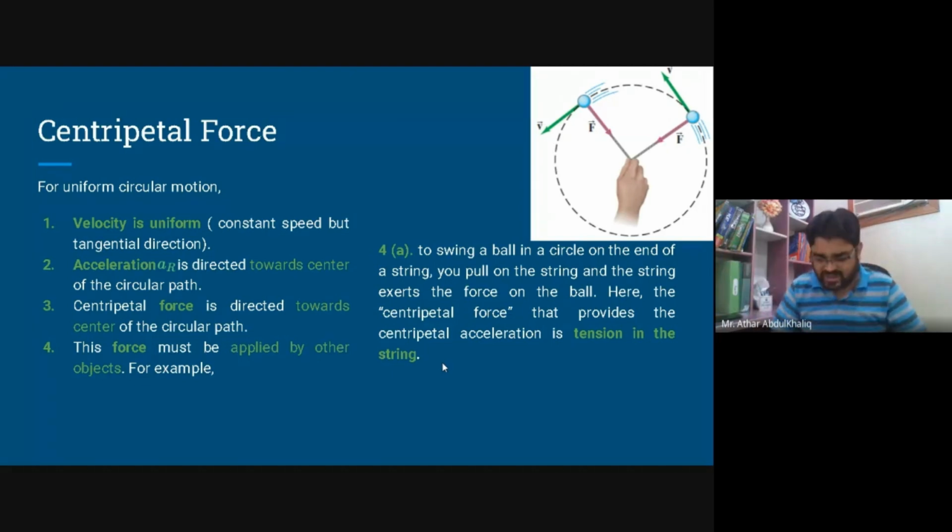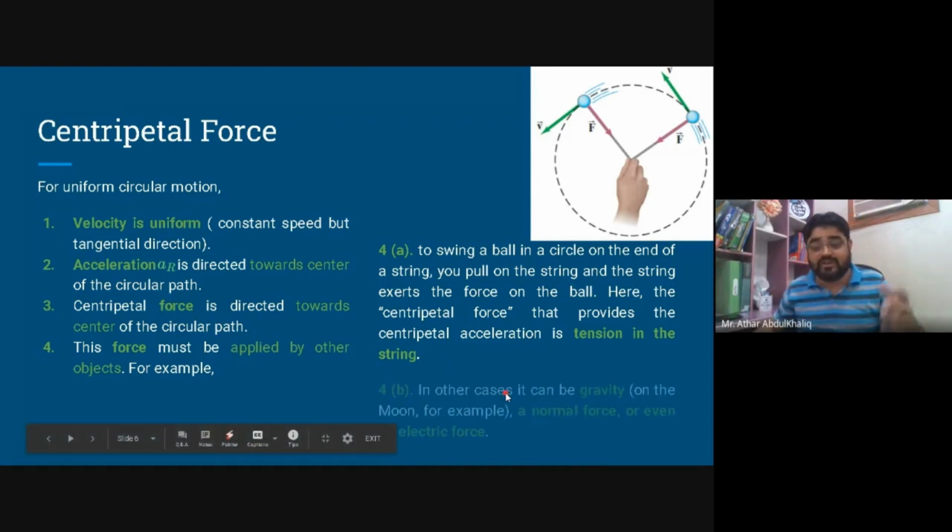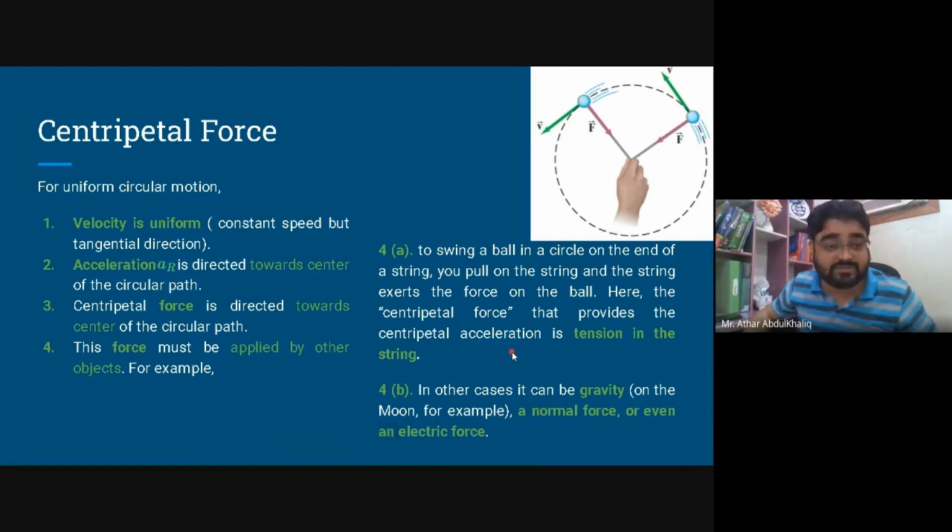Now the question comes: it means centripetal force is there for any object which is circulating. If the Earth is rotating around the sun, there is no string. In that case, the centripetal force is there toward the sun, but not because someone is holding it. That force is gravity. For the moon and the earth, it is gravity. Sometimes it may be a normal force, sometimes an electric force.